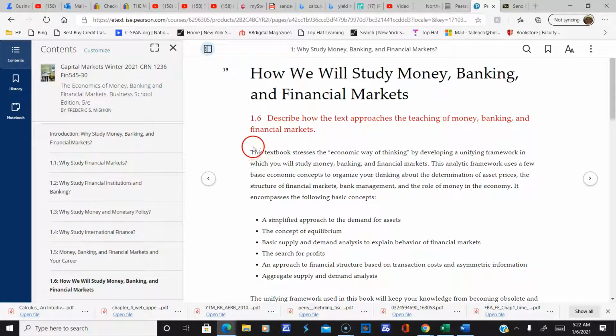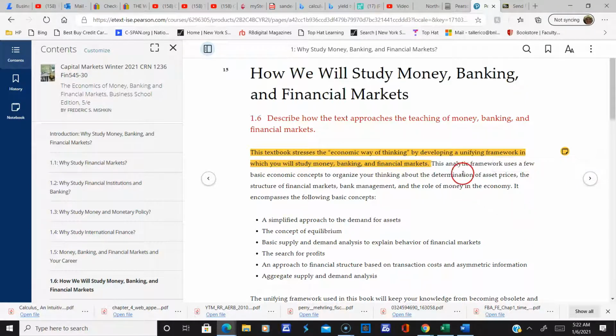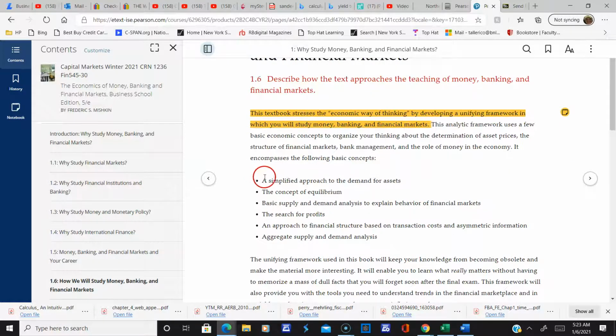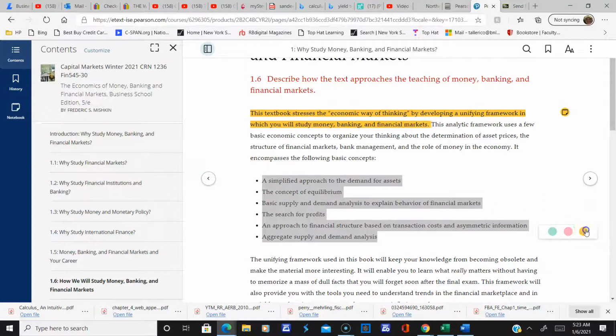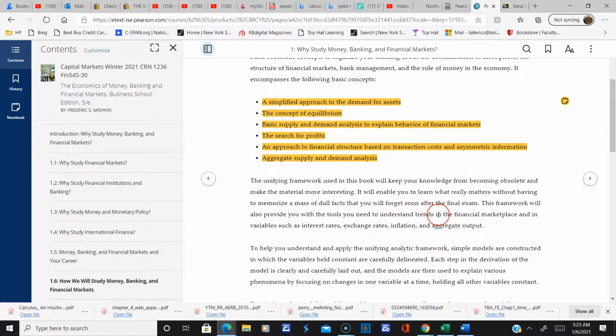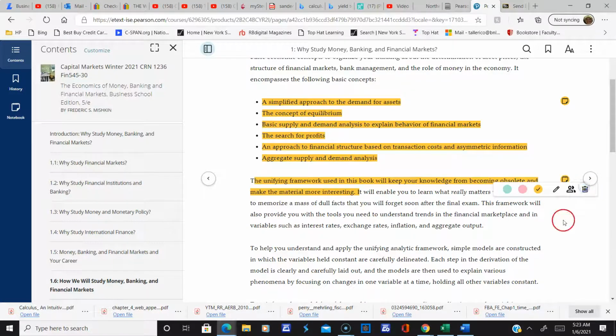This textbook is going to be important, and this is an important statement. It stresses the economic way of thinking by developing a unifying framework in which you will study money, banking, and financial markets. This framework uses a few basic concepts to organize your thinking. These are the concepts, so make sure you have these concepts in your head. And this whole framework, they say, will keep you from becoming obsolete and make the material more interesting. He's a good author, Michigan.